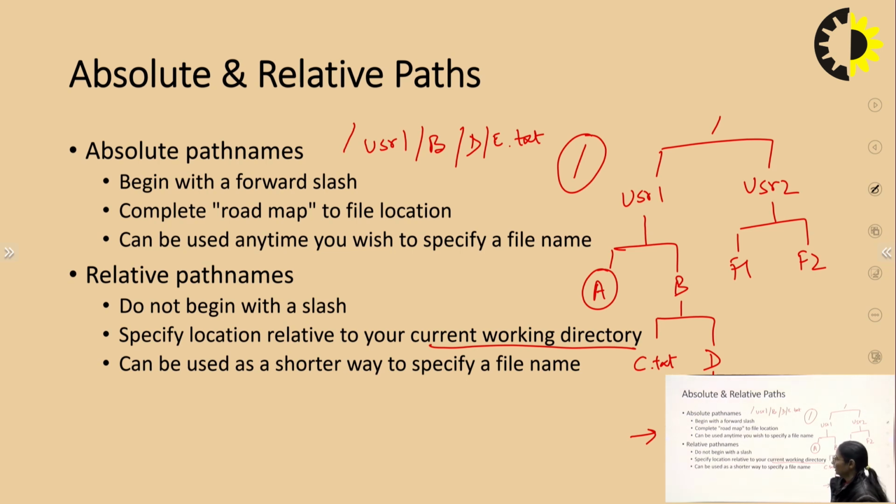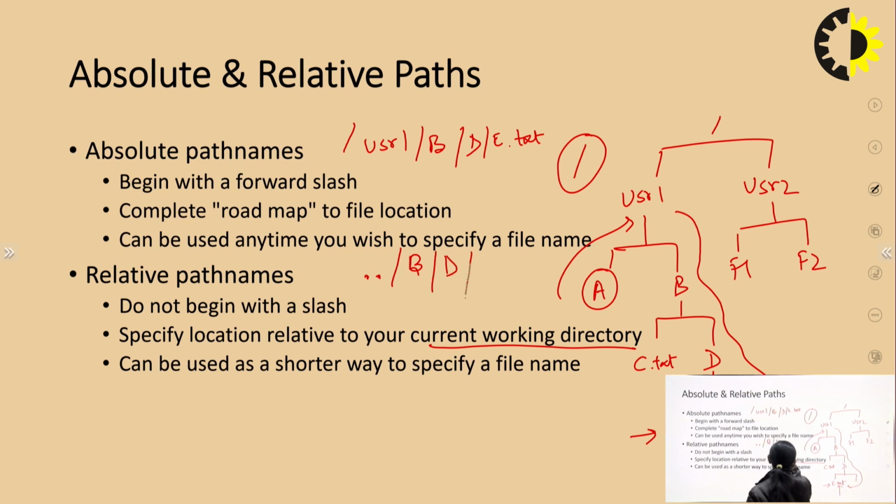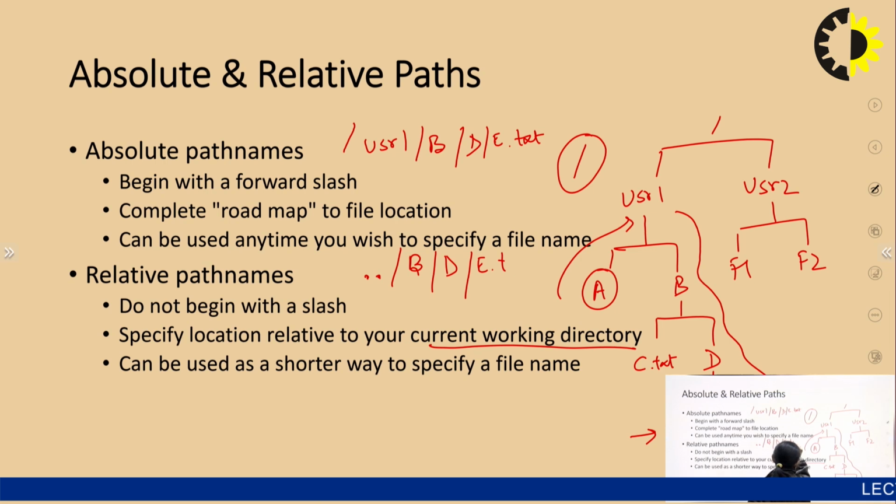Now you are here. If I talk about the relative path name, how will I reach this? First I will move up to user 1, since this is my parent directory. So here, the path is the parent directory, then B, then D, then e.txt. This is how I will decide the relative path name.